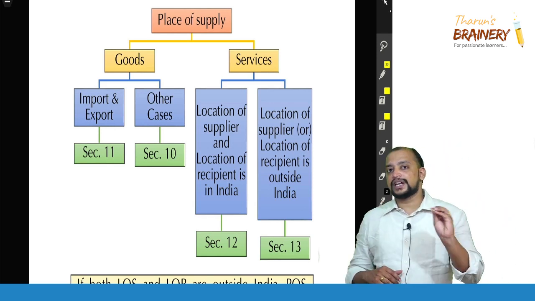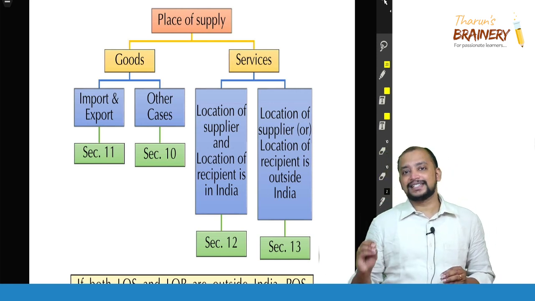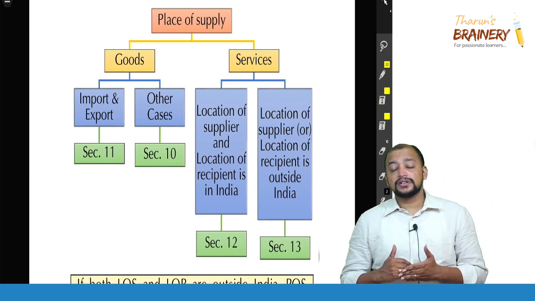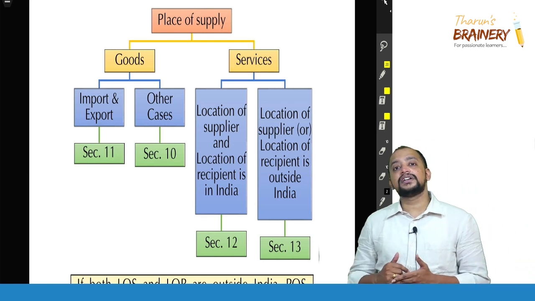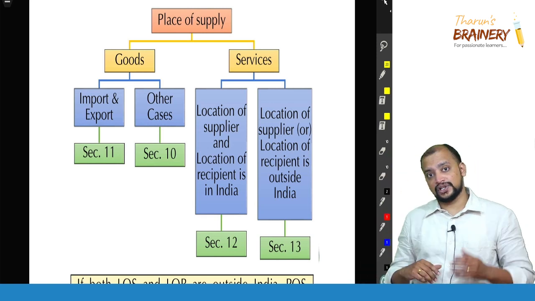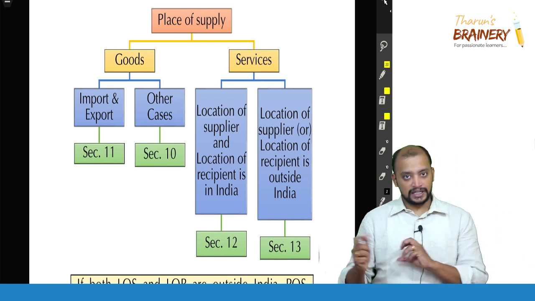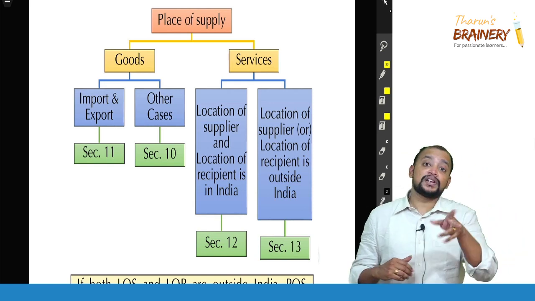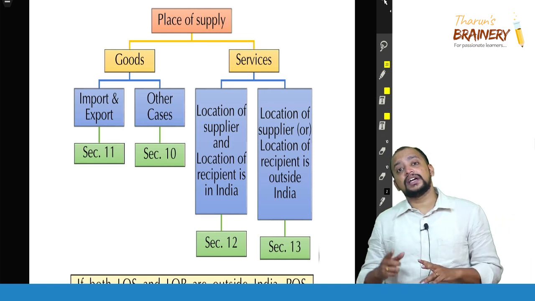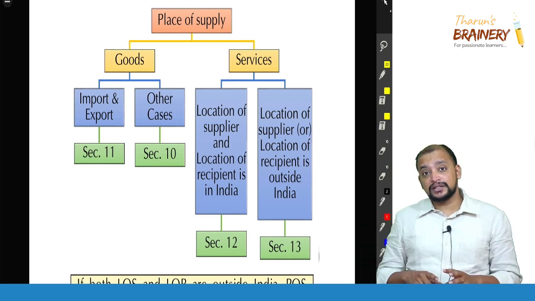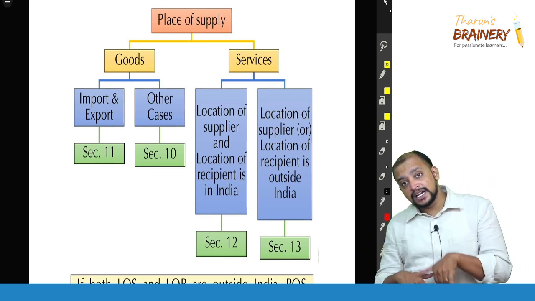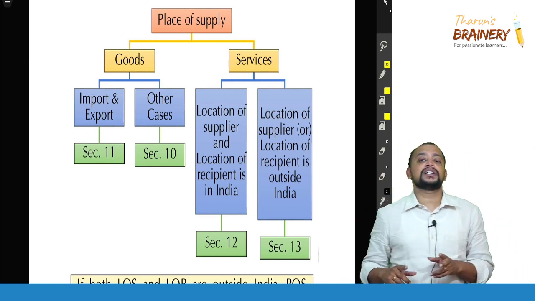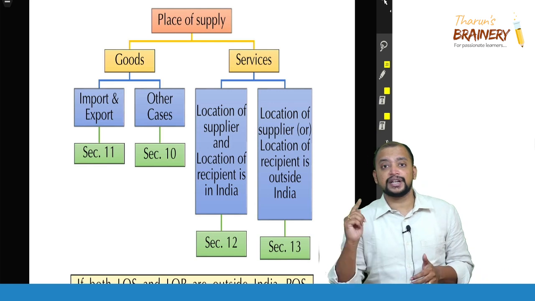Goods is 10 and 11. All these sections are of which act? IGST Act, not CGST Act. Section 10 deals with goods, that too domestic transactions. Section 11 deals with goods, international transaction, import and export. Services is 12 and 13. In that, 12 is when both supplier as well as recipient are in India. And 13 is when either the supplier is in India and the recipient outside India, or the supplier is outside India and the recipient in India. Out of these two, one in India and the other outside India. Understood? That is in case of 13.